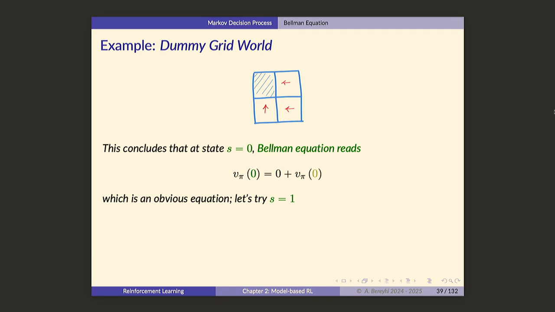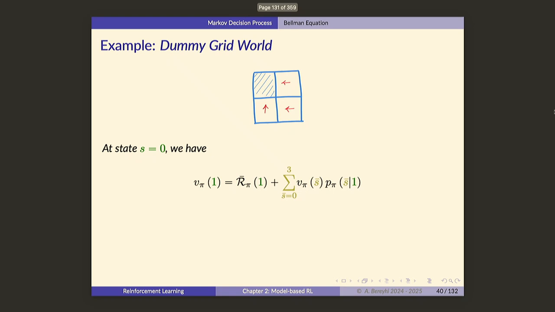Everybody's cool? Now, let's go for the next state. The next thing that I'm going to do, I'm going to put my state to be 1. If I put my state to be 1, then I again write down the Bellman equation: value at state 1 equals the immediate reward at state 1 plus this summation. Now, first of all, what is the average immediate reward for this policy at state 1?